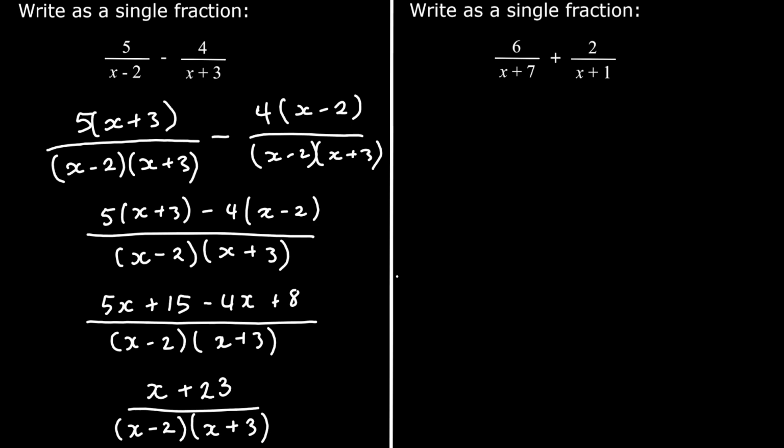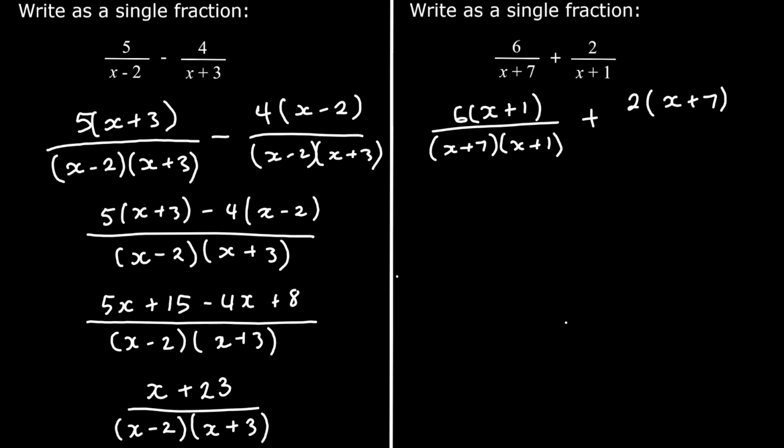One for you to try. Pause the video, give it a go. So we're going to make the denominators the same. So x times 6 times x plus 1 over x plus 7 times x plus 1, plus 2 times x plus 7 over x plus 7 times x plus 1.